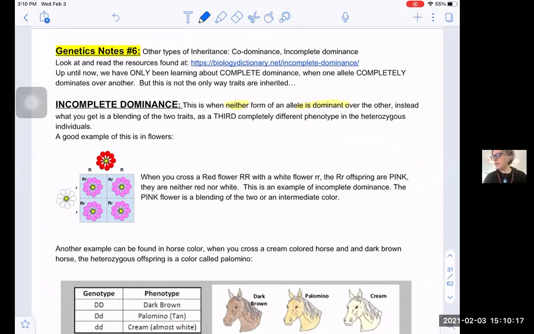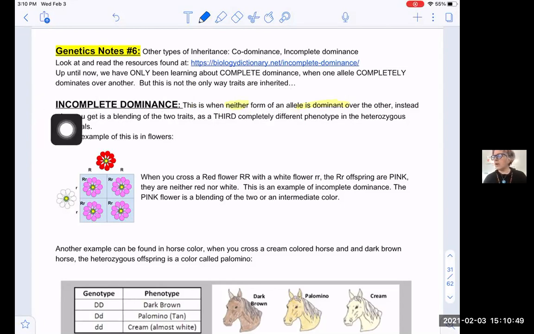So up until now, we've only been learning about complete dominance. Every example I've given you up until today has been complete dominance. And that's when one allele completely dominates over another. So the heterozygous always shows up as the dominant phenotype. But this is not the only way that we see traits being inherited. So there's other types of dominance.